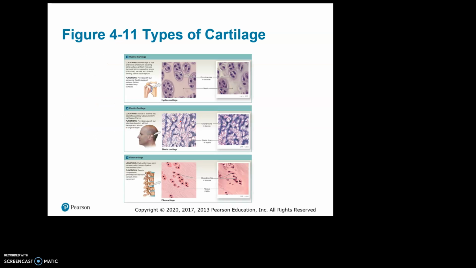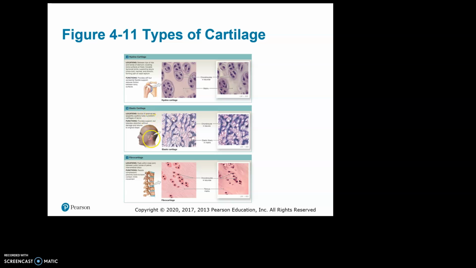And the types of cartilage are hyaline, elastic, and fibrocartilage. Hyaline cartilage is found at the ends of bones that connect at a joint. So, for example, this bone that the cursor is moving around is called the humerus, or the upper arm bone, and the cartilage at the end of that bone that protects it from rubbing up against the shoulder blade or the collarbone, that cartilage is hyaline cartilage.